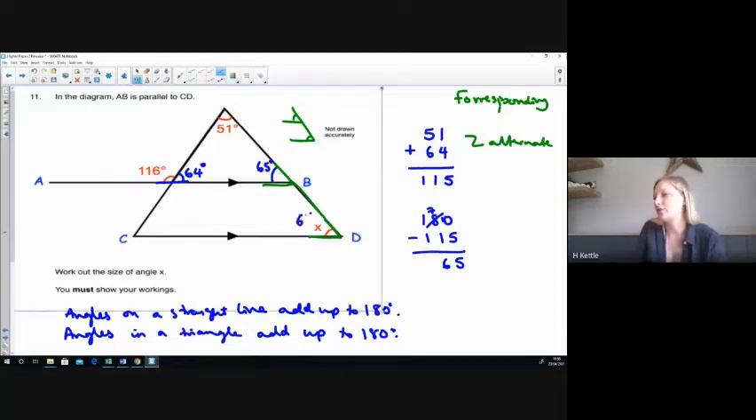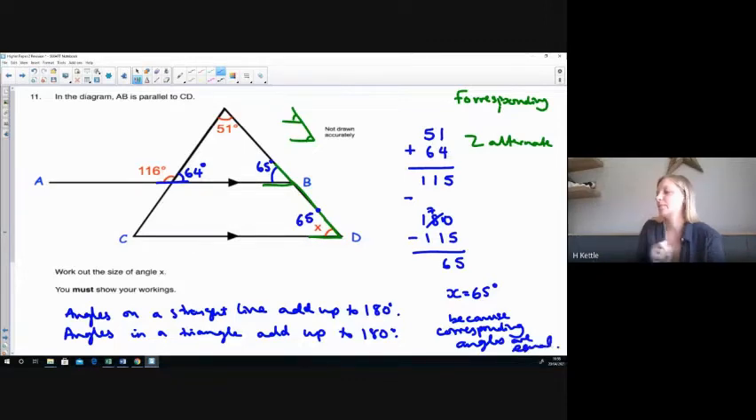So I've got 65 degrees here. Oh, I'm clicking all over the place. Sorry. 65 degrees here. So X is 65 degrees because, and again, we're giving the reason, corresponding angles are equal. There we go.